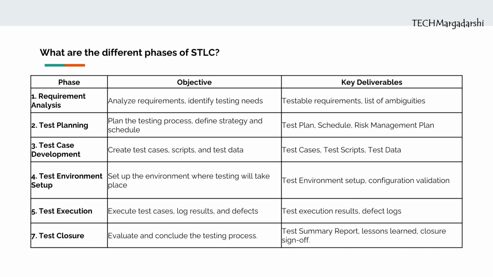And the last phase is test closure. Objective: evaluate the overall testing process, check if objectives are met, and formally close the testing cycle. Key deliverables: test summary report, lessons learned, and closure sign-off.